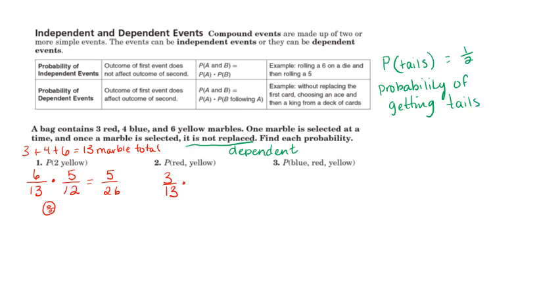Now when I go to multiply, for the second one, now there's just 12 in the bag. How many of those are yellow? There's still 6 yellow in there, because when I pulled out my marble, I pulled out a red one. So that didn't affect how many yellow are in there. It only affected how many were in there total. So when I multiply those, I get 3 out of 26.